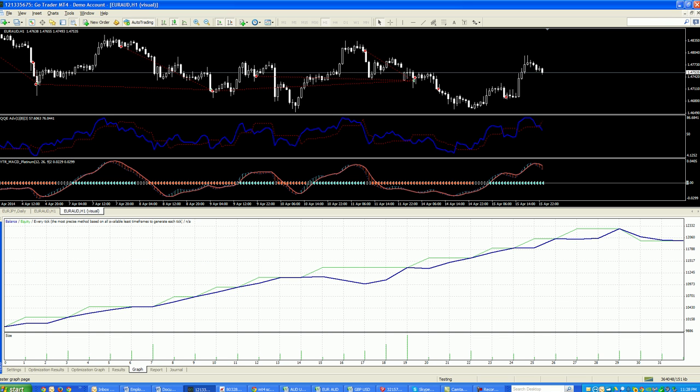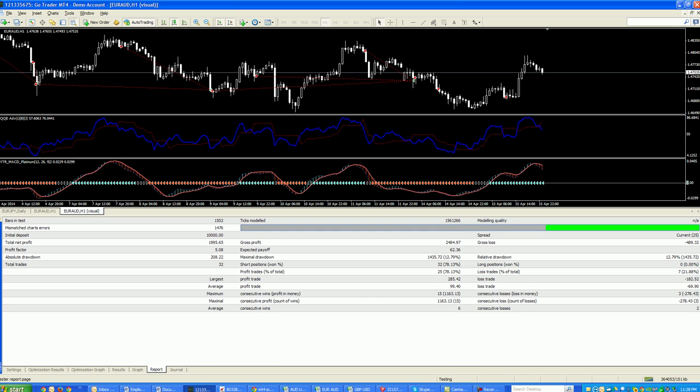There we go, from 10k up to 12. Nice steady chart, not too stressful. No real major pullbacks. Let's have a look at the report. Start off at 10,000. Profit 1,995. Profit factor 5.08. Absolute drawdown was only $208 or $209.